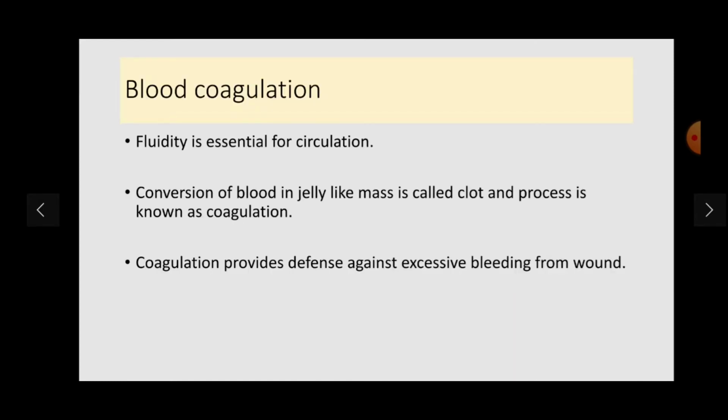So fluidity is essential for circulation, and the conversion of the blood into a jelly-like mass is called a clot, and this process is known as coagulation. Coagulation provides defense against excessive bleeding from a wound.